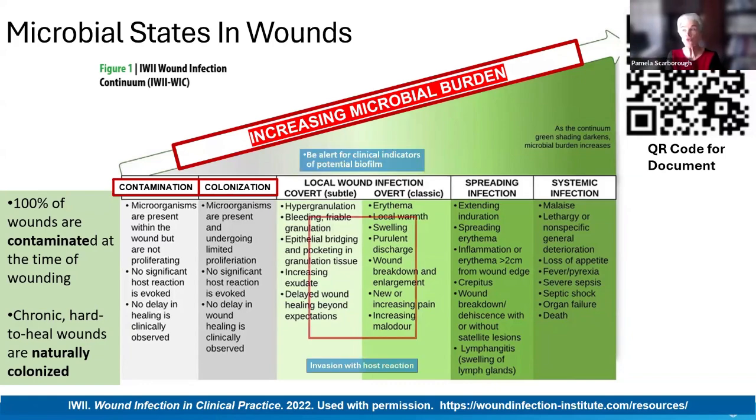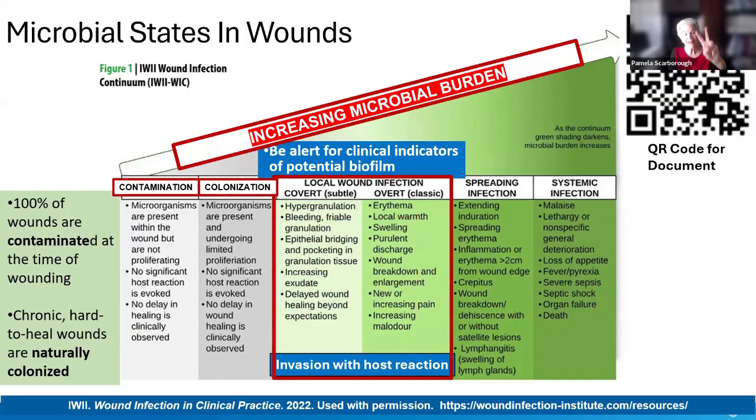And then we get to our local wound infections, and that's divided into two different concepts. Your covert, and these are your subtle things that you're going to see. Then we have overt. And I'm going to come back to this at some point in time. So you want to be alert for these clinical indicators of a potential biofilm, where you have hypergranulation tissue, friable tissue, epithelial bridging. I'm going to go through all of this. So that's covert. Then we have overt. Covert is something you can't see. It's hidden, but it's there.